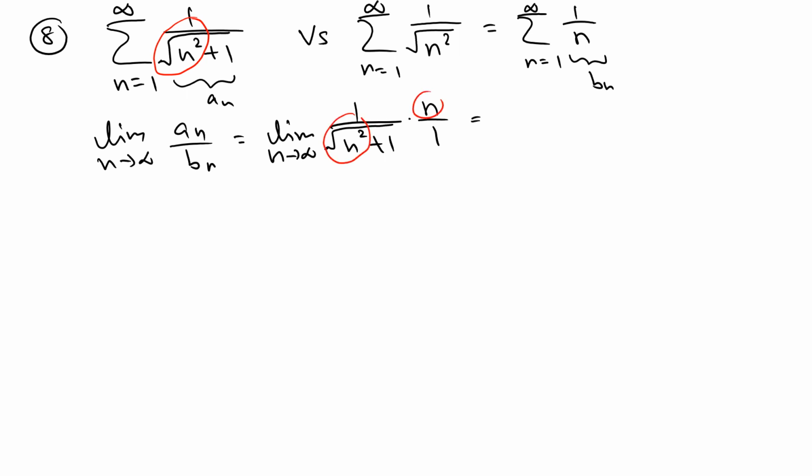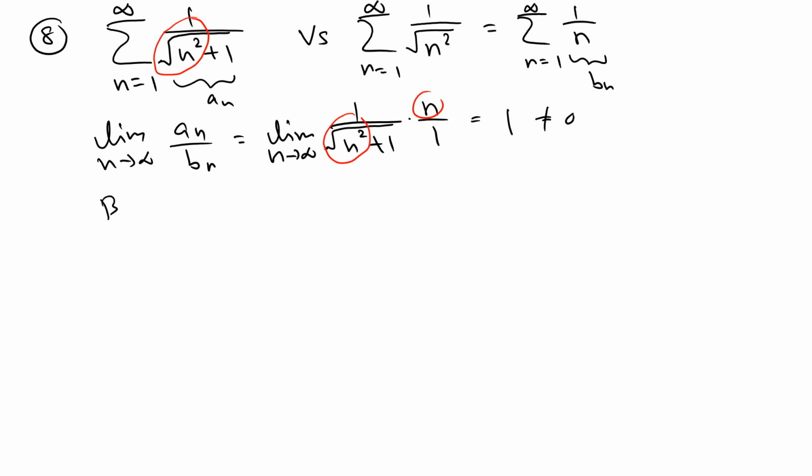You can see that this and that are the same degree, so this is going to go to 1. As n goes to infinity, this goes to 1, so it is not equal to 0. If it is 0, you have to be careful with that. You get a number, and getting a number means they behave the same way.